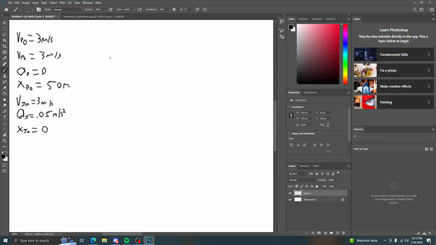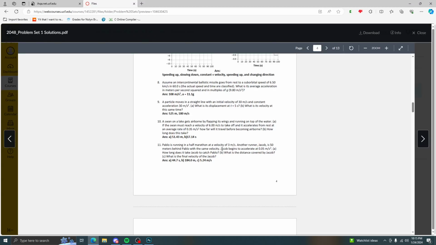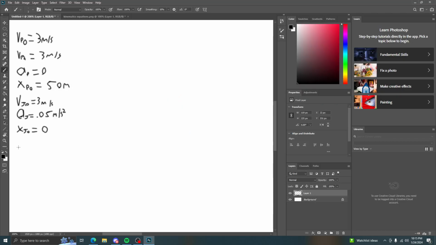So now what we're solving for in this first part of the question is how long does it take Jacob to catch Pablo? So we want to know at what time do Jacob and Pablo basically have the same position? Because when Jacob passes Pablo, at that instant they're going to be at the same position, and then Jacob's going to pass him. So we need to know what time that happens.